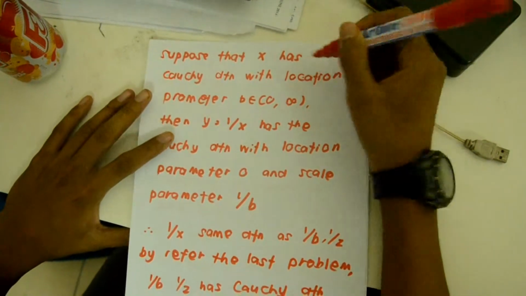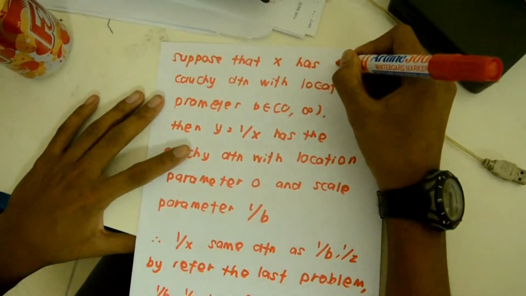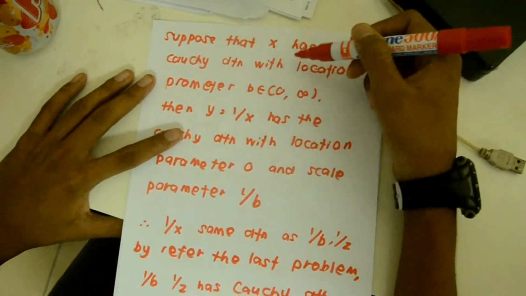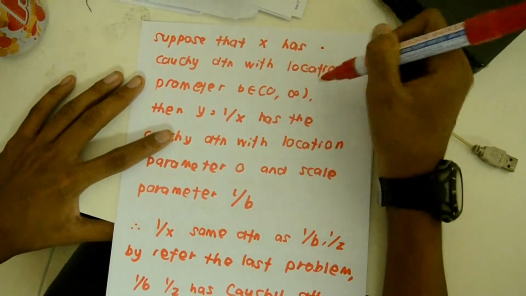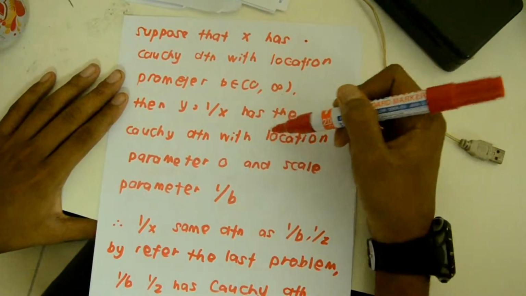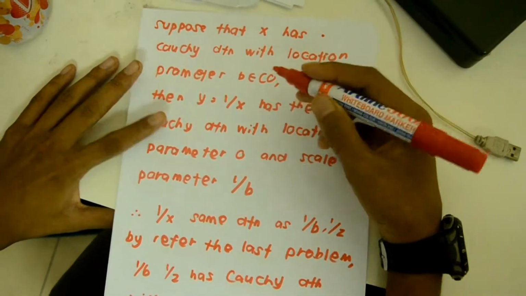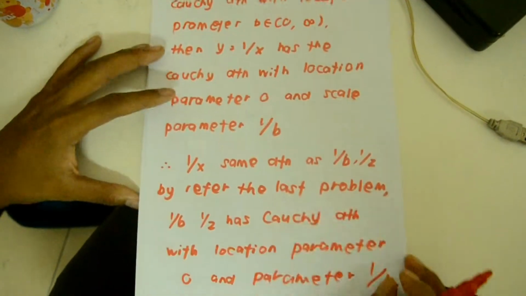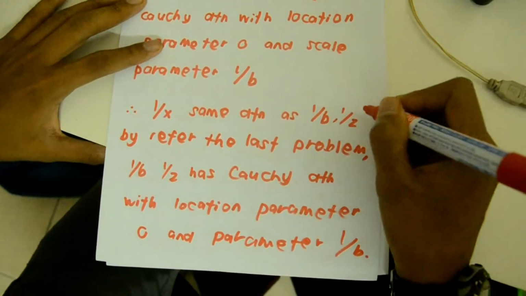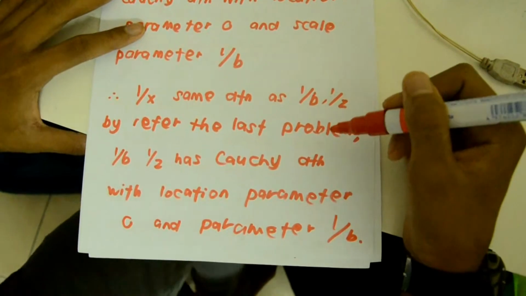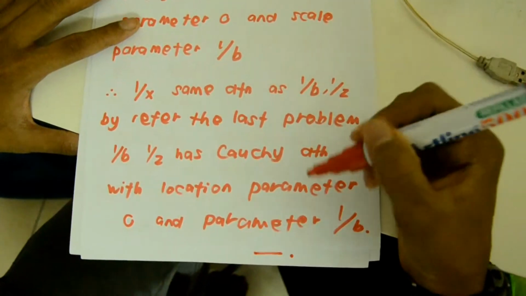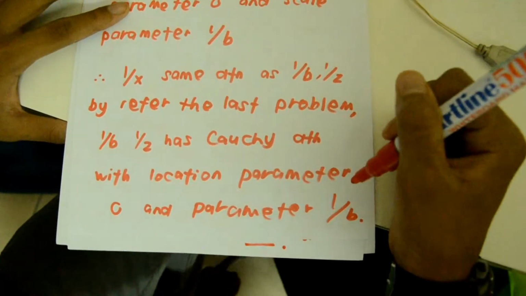And I will give you guys the last example. So I will prove to you guys according to this question. Suppose that x has Cauchy distribution with location parameter 0 and scale parameter b. Then y equal to 1 over x has the Cauchy distribution with location parameter 0 and scale parameter 1 over b. Assuming 1 over x has the same distribution as b over z. By referring to the last problem I gave to you guys, b over z has Cauchy distribution with location parameter 0 and scale parameter 1 over b.